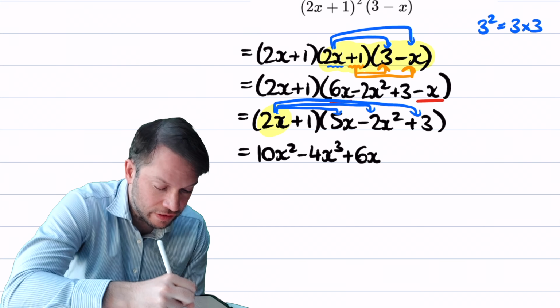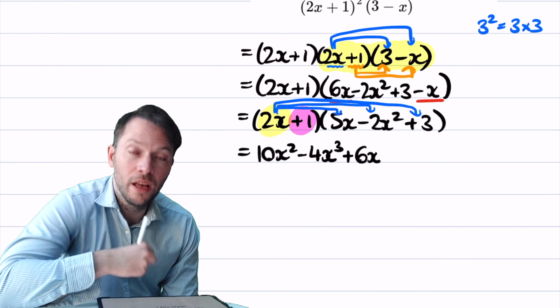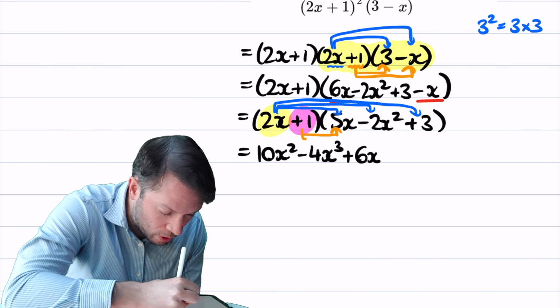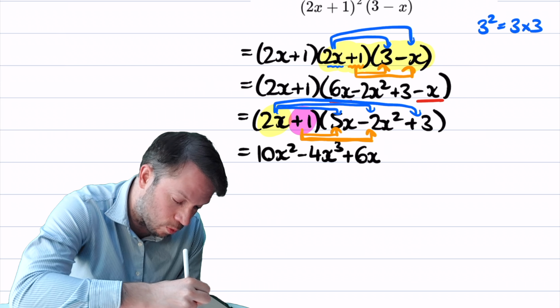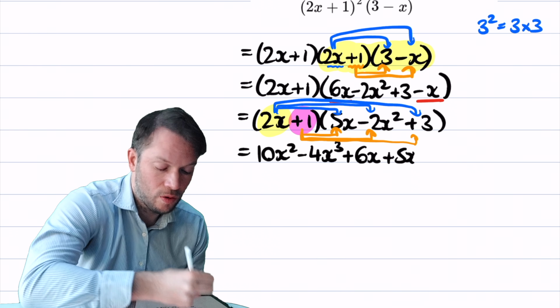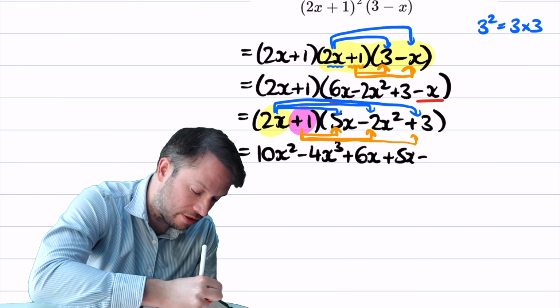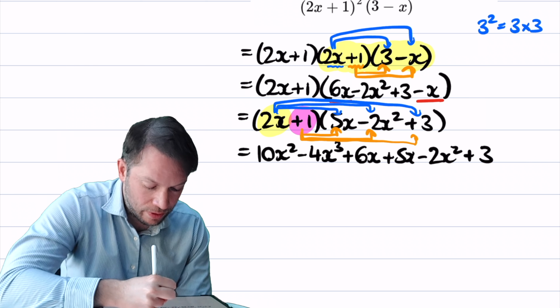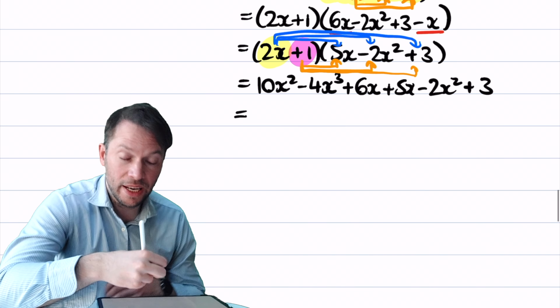And now we're going to do the second thing in the first bracket, multiplied by each term in the second. So we're going to do the 1 times the 5x, 1 times the minus 2x squared, and 1 times the 3. Well, 1 times 5x is just plus 5x. 1 times minus 2x squared is minus 2x squared. And 1 times 3 is plus 3. So now, again, we just need to tidy up by collecting like terms.